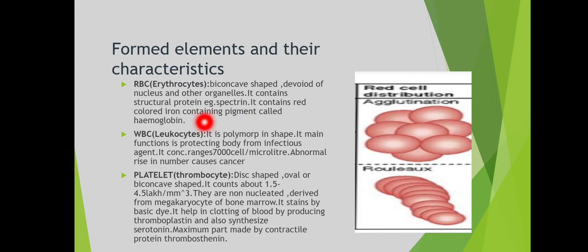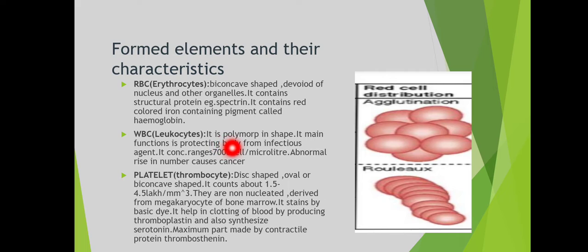And the red color pigment, which is very important, is hemoglobin. It is the only oxygen carrier, which is a quaternary structure of protein. Then the white blood cells. White blood cells are known as leukocytes.